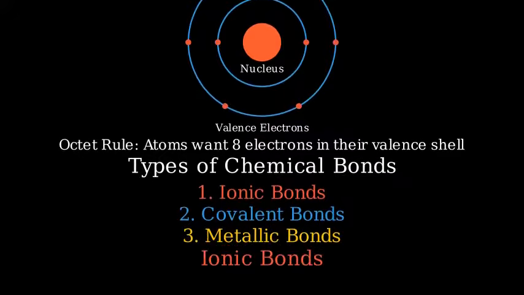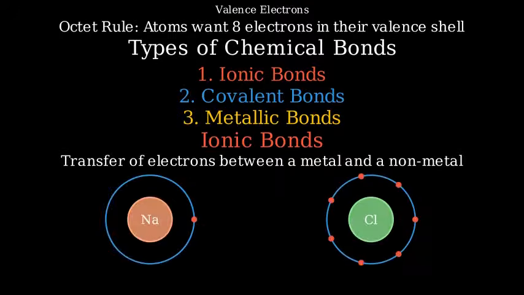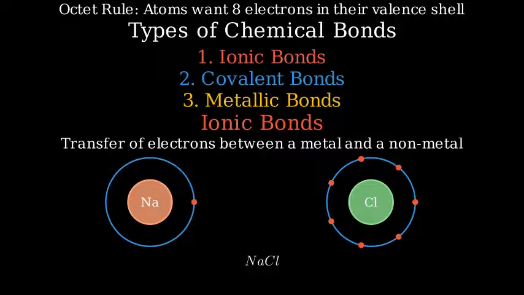Let's start with ionic bonds. Ionic bonds form between a metal and a nonmetal. In ionic bonding, electrons are completely transferred from one atom to another. Let's take sodium chloride, or table salt, as an example. Sodium, a metal, has 1 valence electron, while chlorine, a nonmetal, has 7.